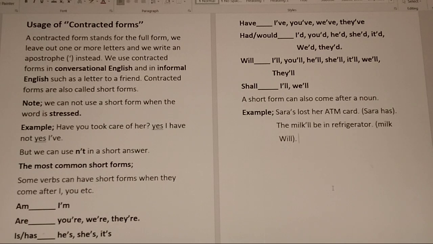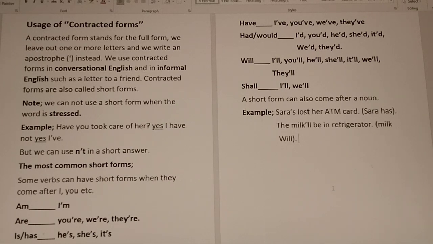A short form can also come after a noun. For example, Sarah's lost her ATM card. Now here the S doesn't mean possession, the S doesn't mean of. Here S represents a verb, like Sarah has lost her ATM card.